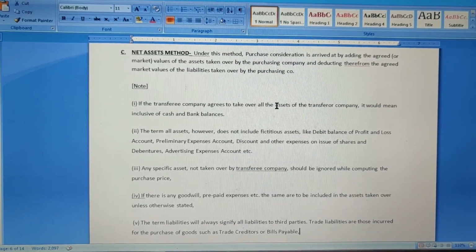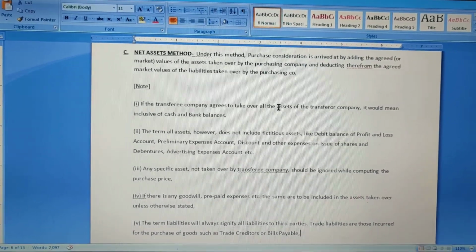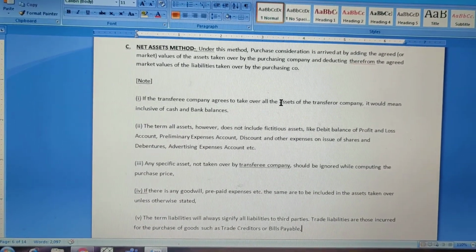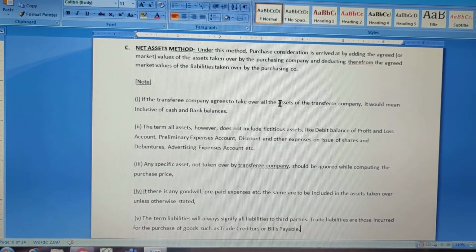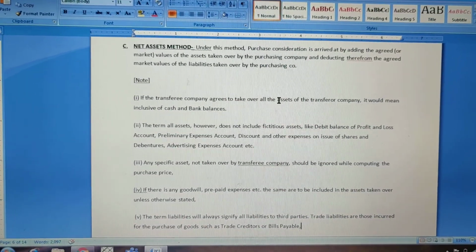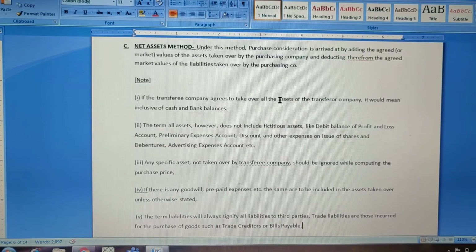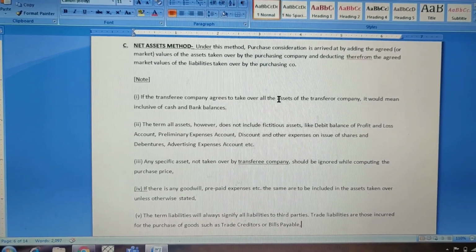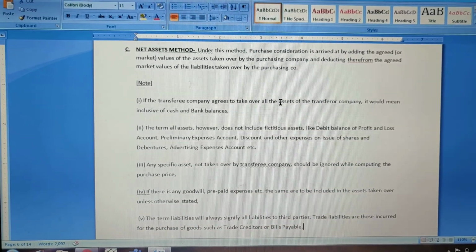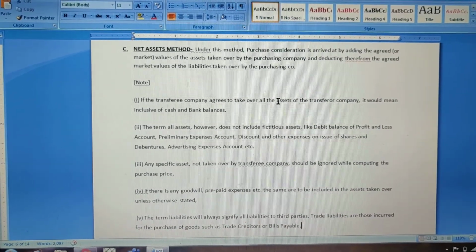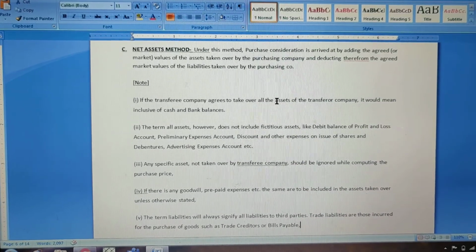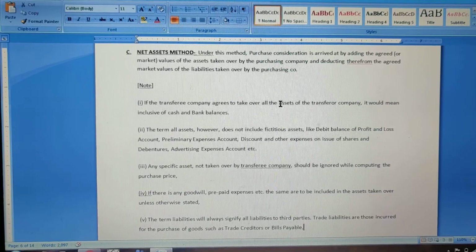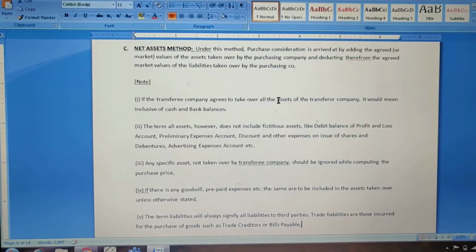Similarly, the agreed values might be given for the liabilities as well, so deduct all the agreed values and all the liabilities taken over by the purchasing company. Clear? If nothing is specifically given that this asset is just taken over or this liability is taken over, you have to take all the assets and all the liabilities. But please mark, it doesn't mean that if all the assets and all the liabilities are taken over, it is in the nature of merger.